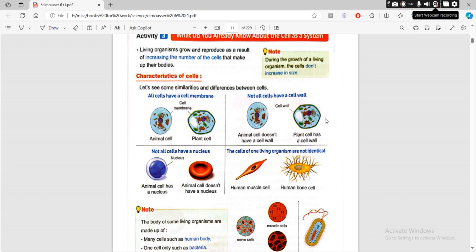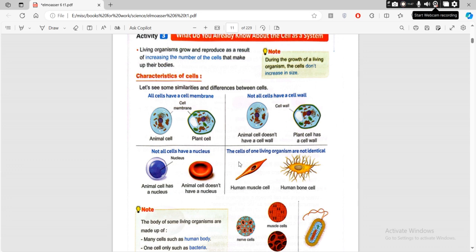Well, now, not all cells have a cell wall. It exists only for plant cells. What's a cell wall? It's an extra layer that surrounds the plant cell to protect it and give it a definite shape. Most cells have a nucleus, but not all of them. For example, the red blood cell in the human body, or in most animals, doesn't have a nucleus.